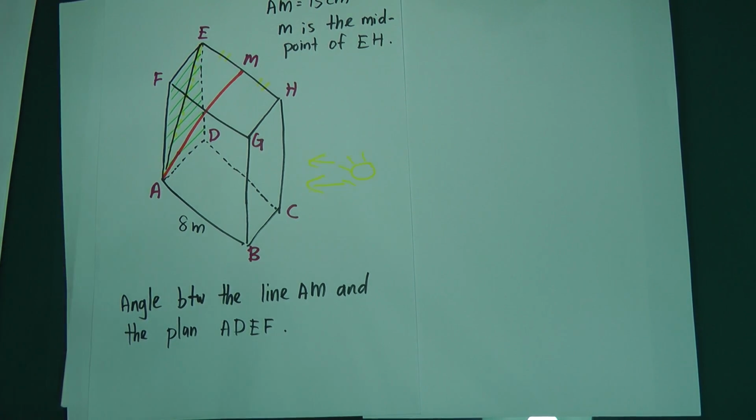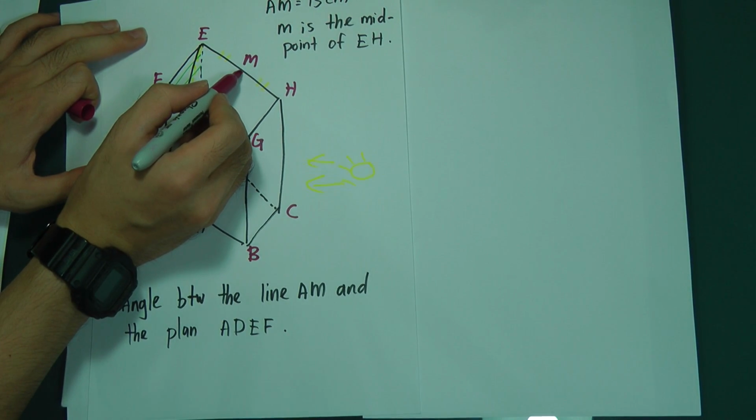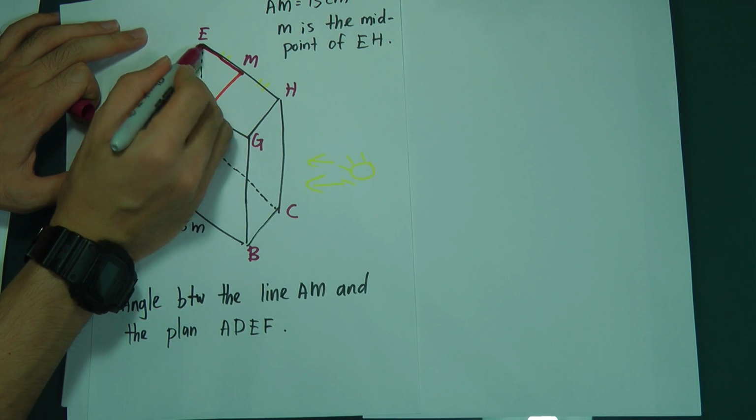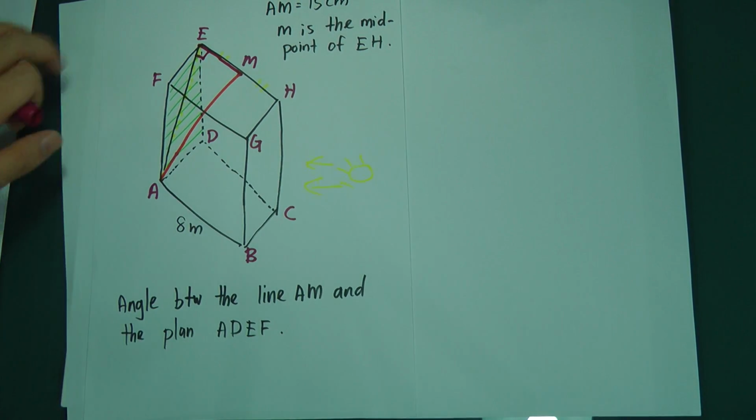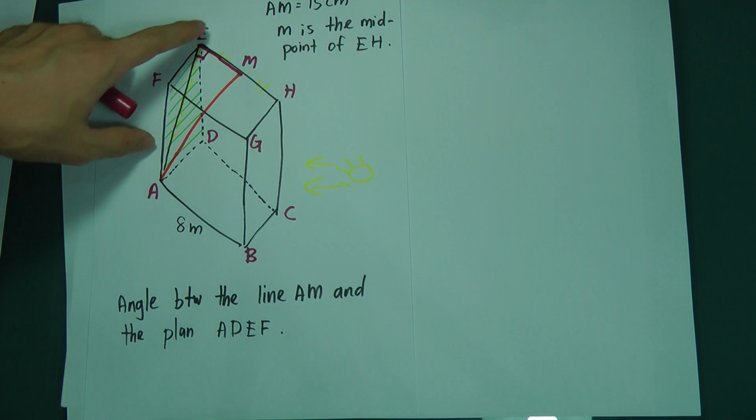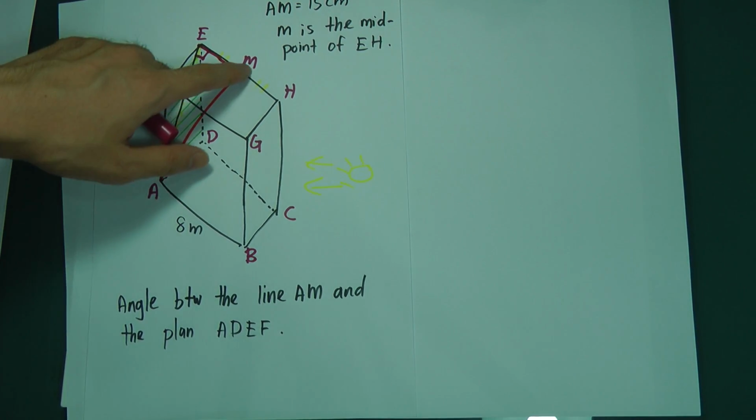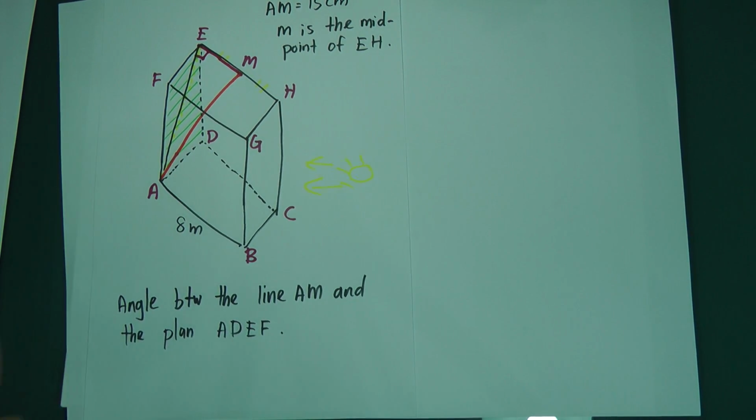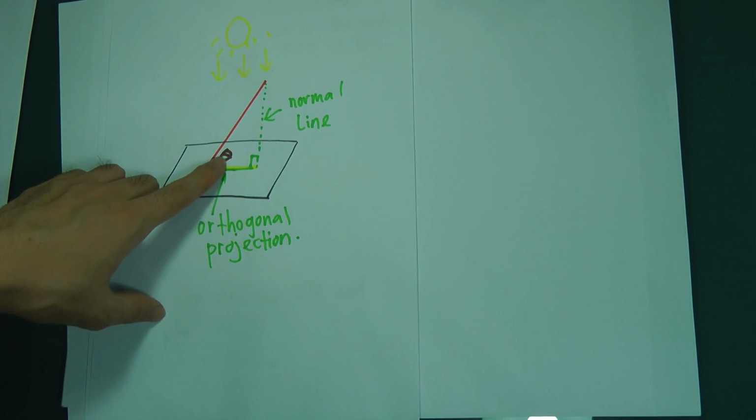It means you can see another line, they call it the normal line over here, and it will form a 90 degree angle. So actually you will have a right triangle over here. I say you must understand this concept, it is very important.